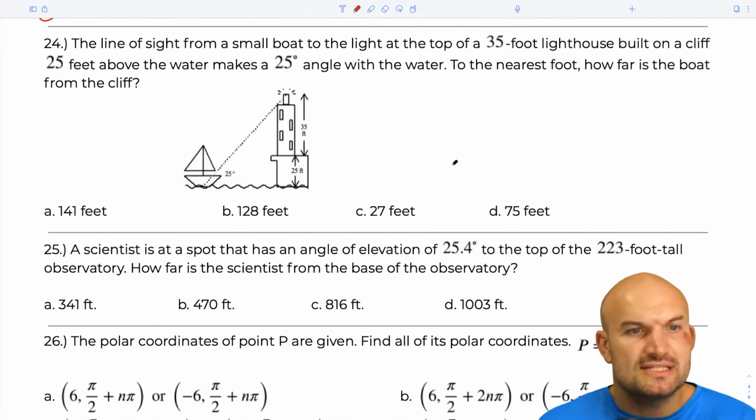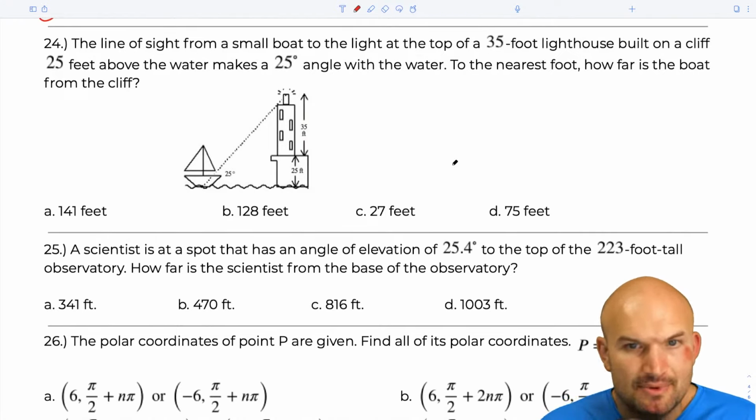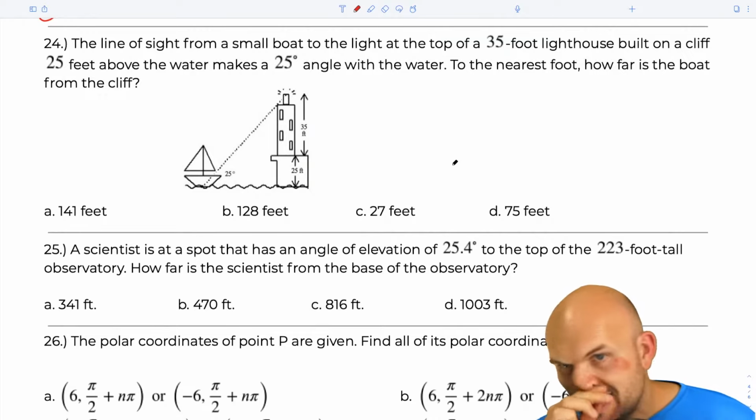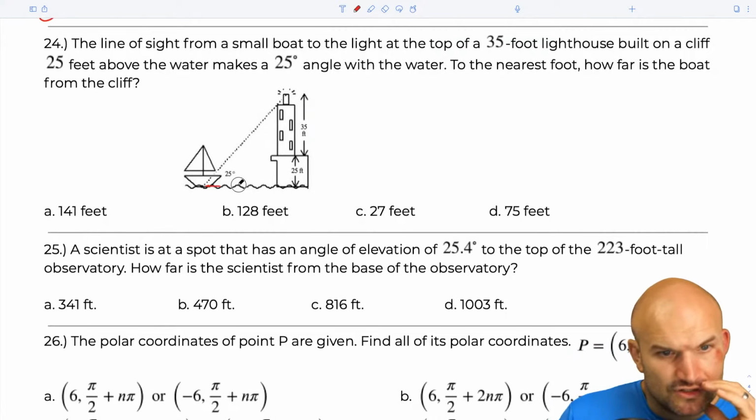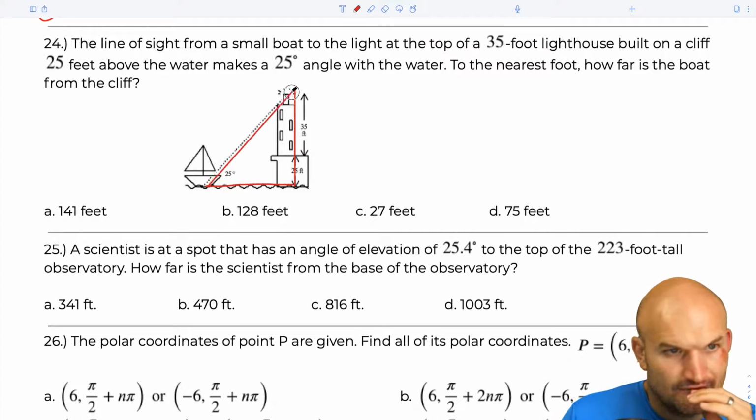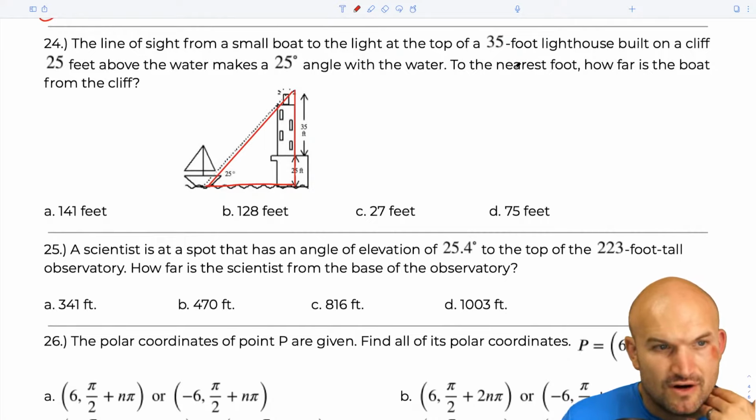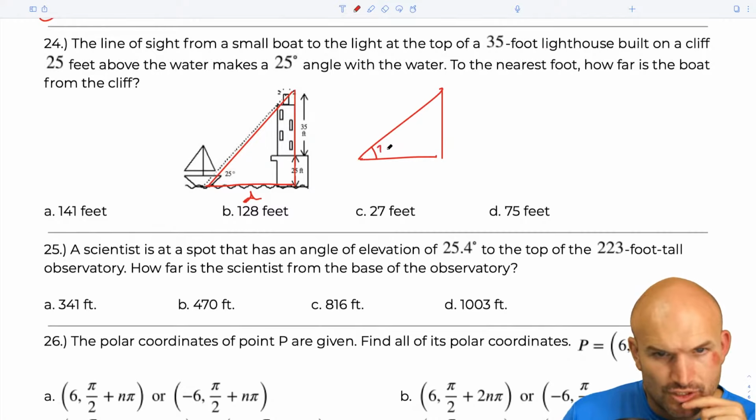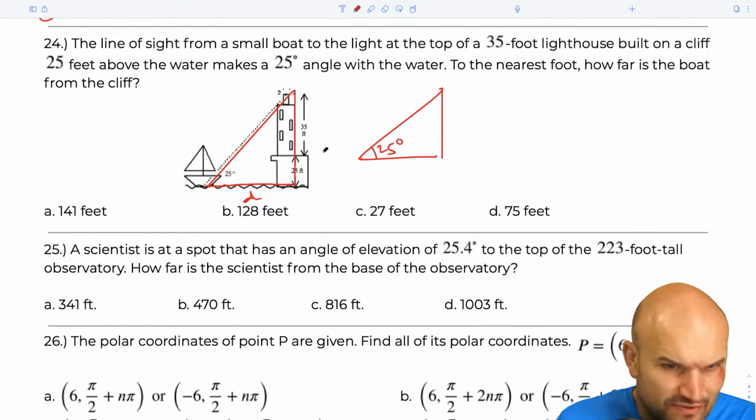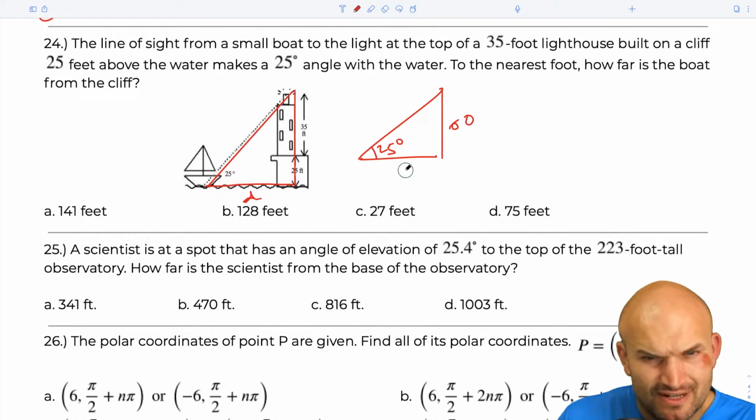All right, number 24, it says the line of sight from a small boat to the top of a 35-foot building built on a cliff is 25 feet above water. Okay, so we have a triangle here. We got to create triangles. Got an angle of elevation, 25 with the water. To the nearest foot, how far is the boat? So we need to find distance. All right, so it looks like we just need to add these two up. It seems fairly basic from that case. So 25 plus 35, so that's going to be 60, and we just need to find d.